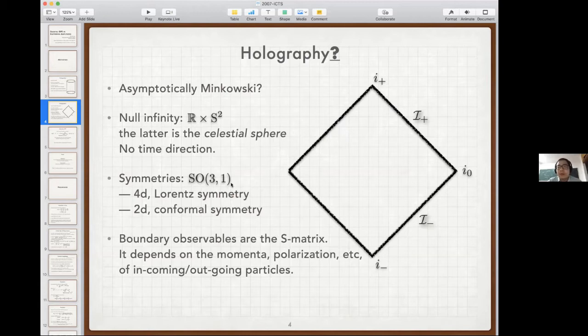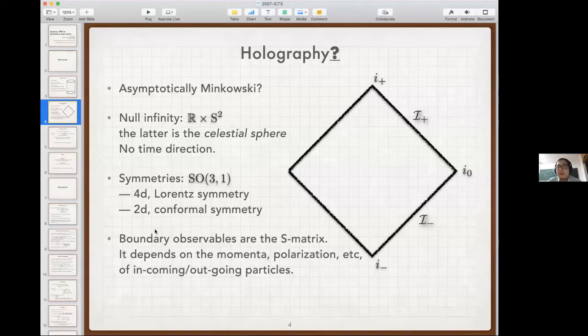And here, when it comes to the symmetries, there's also a nice correspondence between the bulk symmetry and the boundary symmetry. On one hand, it's well known that Minkowski space-time enjoys the Lorentz symmetry, which in four dimensions is SO(3,1). But on the other hand, we could also think about this SO(3,1) as a conformal symmetry naturally tied to the celestial sphere that I was talking about. So here the correspondence between the symmetries is the correspondence between 4D and 2D.